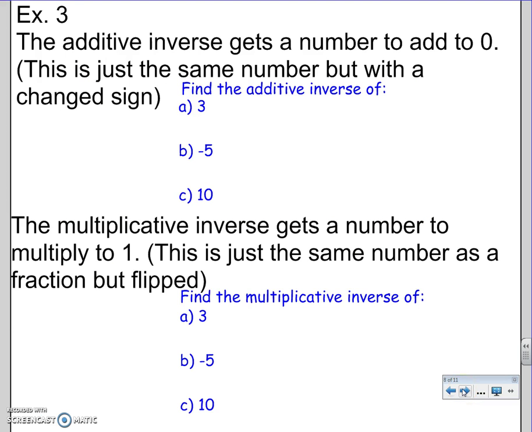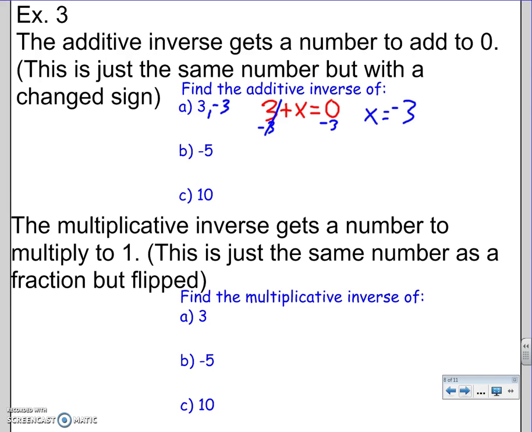All right, so this last slide, we talk about inverses. There's two, additive and multiplicative. Additive inverse just gets the number added to 0. So this is just the same number, but with the changed sign. So the full definition is 3 plus some number gets me back to 0. Well, if you do algebra, you just subtract 3 from both sides. You get x equals -3. So 3 and -3 are additive inverses.